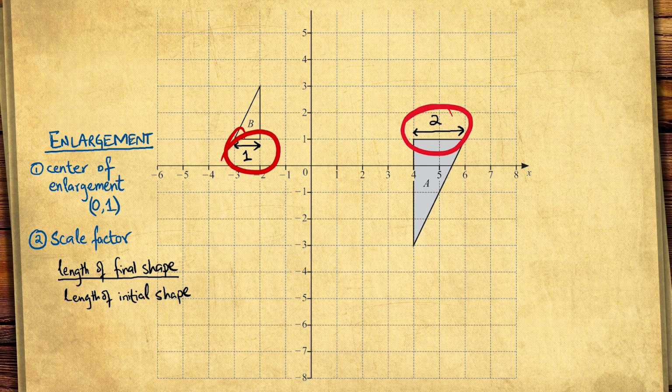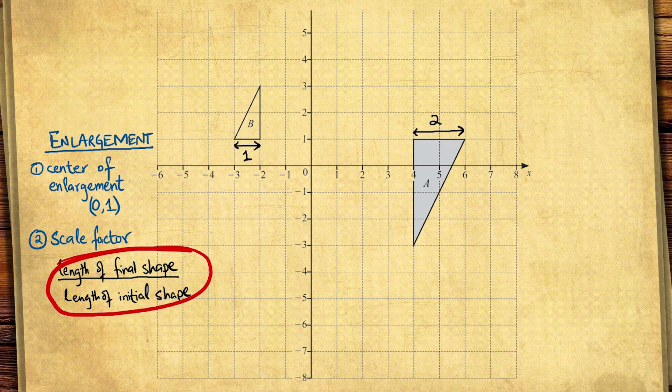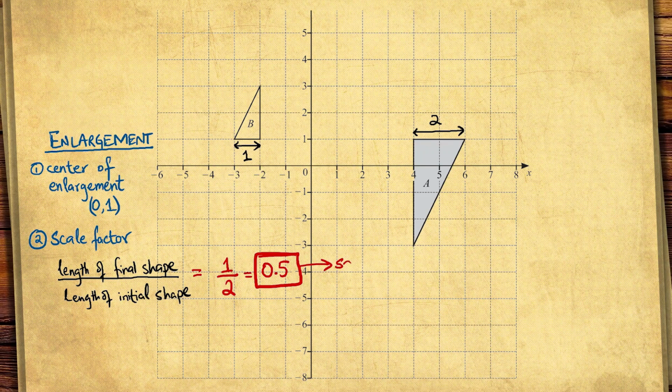And in triangle B, this length is 1 unit long, and in triangle A, this length is 2 units long. Now using the formula length of final shape divided by length of initial shape, the length of final shape is 1 divided by the length of initial shape is 2. 1 divided by 2 is equal to 0.5. That is the scale factor of this enlargement.